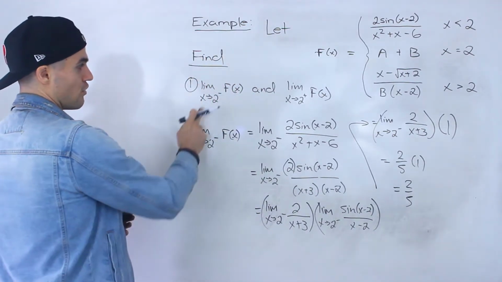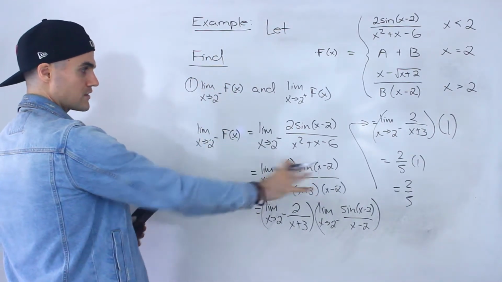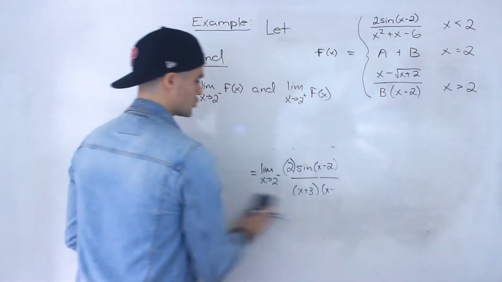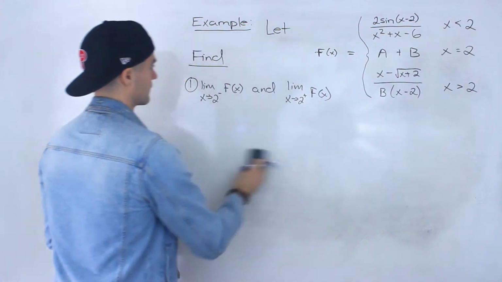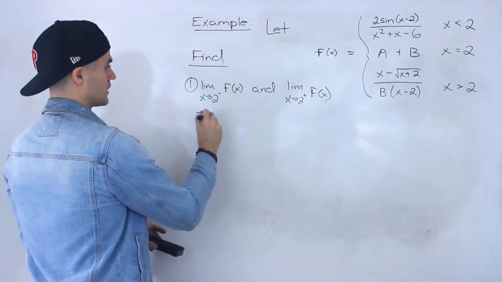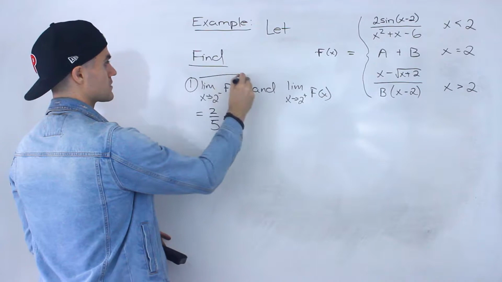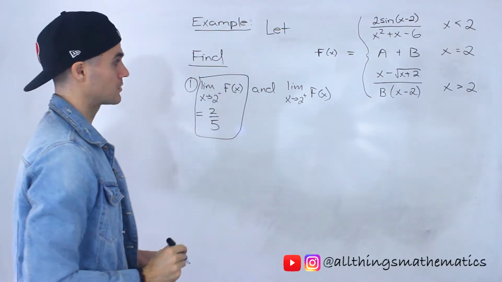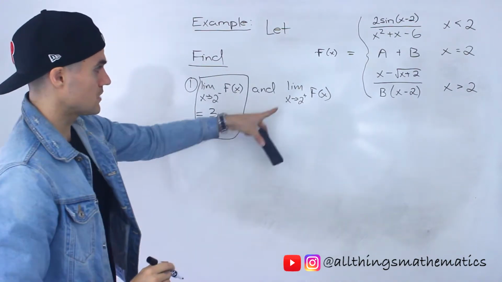Okay, so this limit here with all this work is equal to 2 over 5. Right, so this limit is 2 over 5. Let me just circle that. All right, we're actually going to have to use this in number 2. Okay, so now what about this limit?